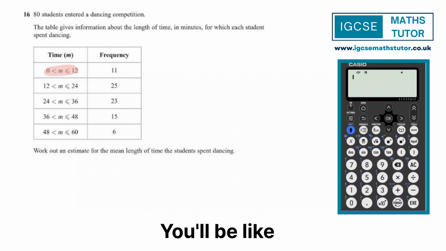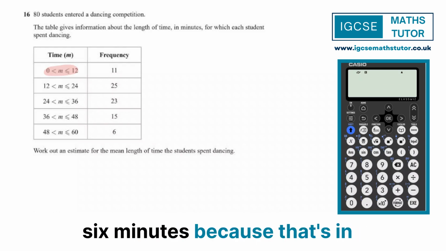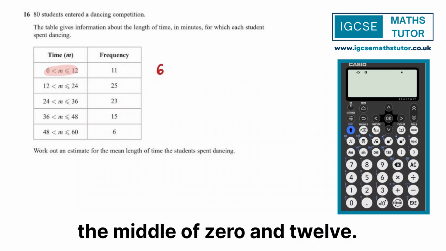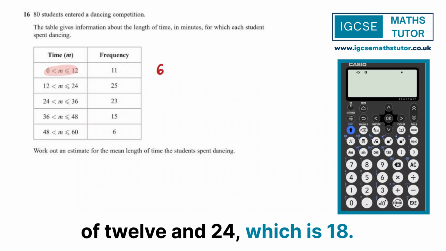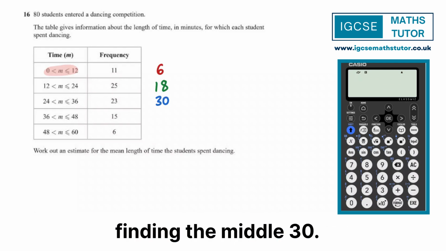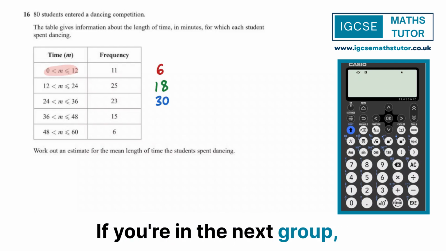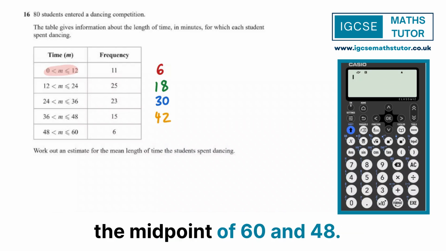You'll be like, if they took 0 to 12 minutes, we're going to say that each student in this group danced for 6 minutes because that's in the middle of 0 and 12. For the next group, we're going to find the middle of 12 and 24, which is 18. And we just keep going down, finding the middle, 30. If you're in the next group, you danced for 42 minutes. And the group after that, the midpoint of 60 and 48.